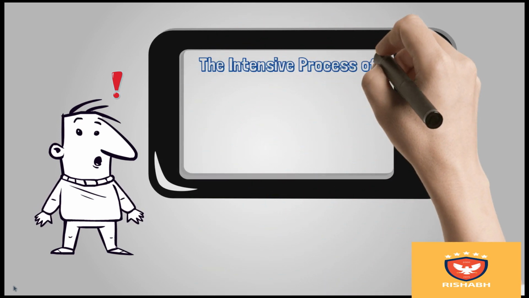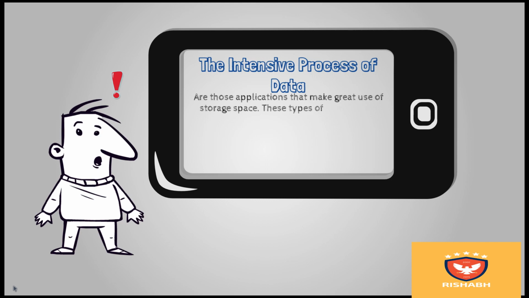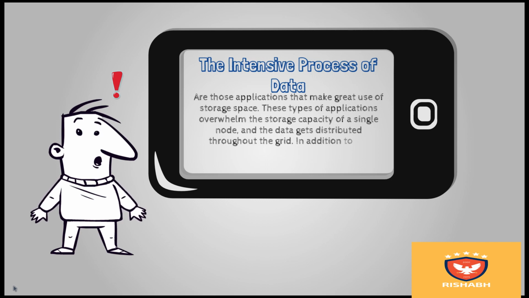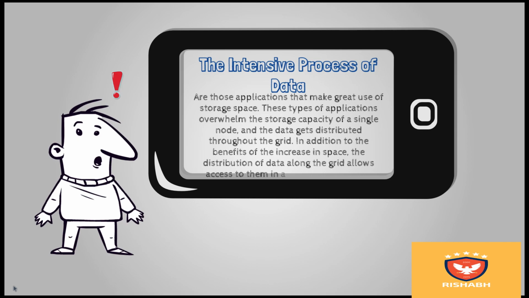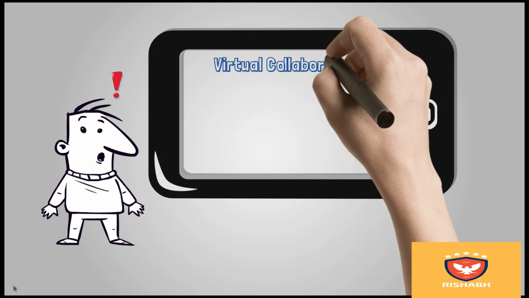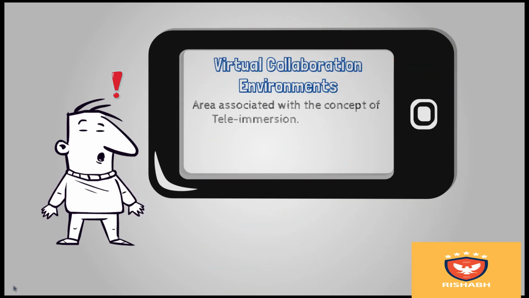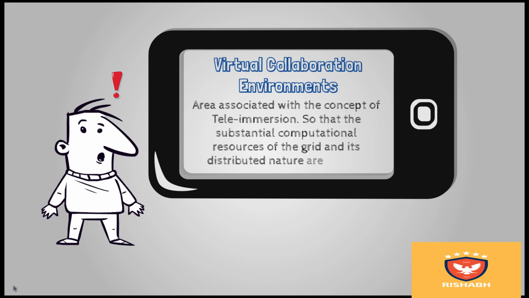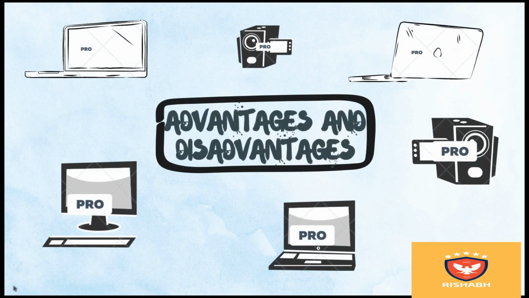Fourth, the intensive process of data are those applications that make great use of storage space. These types of applications overwhelm the storage capacity of a single node and the data gets distributed throughout the grid. And fifth, virtual collaboration environments, associated with the concept of teleimmersion, so that the substantial computational resources of the grid and its distributed nature are used to generate distributed 3D virtual collaboration environments. Now we'll look at how advantageous grid computing is and also what its disadvantages are.